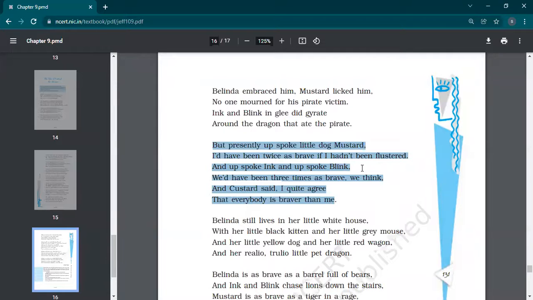And up spoke Ink and up spoke Blink. Ink and Blink said, the dog is saying like this, we should also say something. We would have been three times as brave. We would have shown thrice the bravery. We think so.